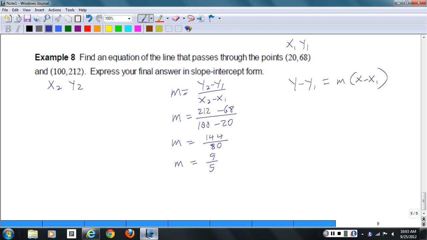Now we have more information than we need. All we need is a point and a slope. We have 2 points and a slope. So this means, since both points were used to find the slope, either point will work. Which one do you like better? (20, 68) or (100, 212)? (20, 68). I mean, conveniently, it's already labeled x sub 1, y sub 1.